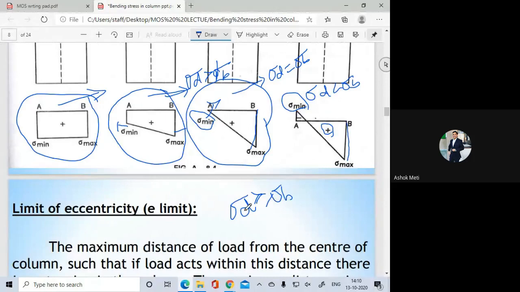Because, as you know, in the first case sigma d should be greater than sigma b. So again it is positive only, that is nothing but the stresses are in compression only, compressive stresses. The second case is if sigma d is equal to sigma b, which is also a positive value only, so again it is still compressive only.